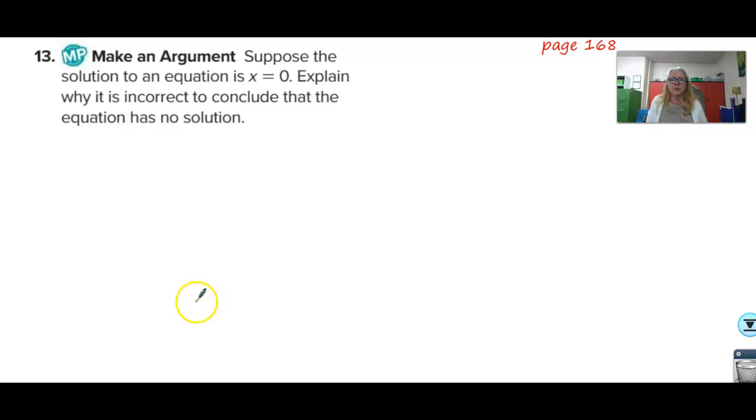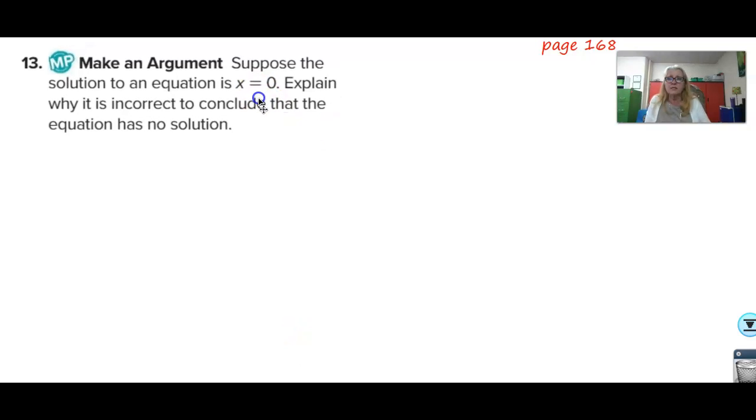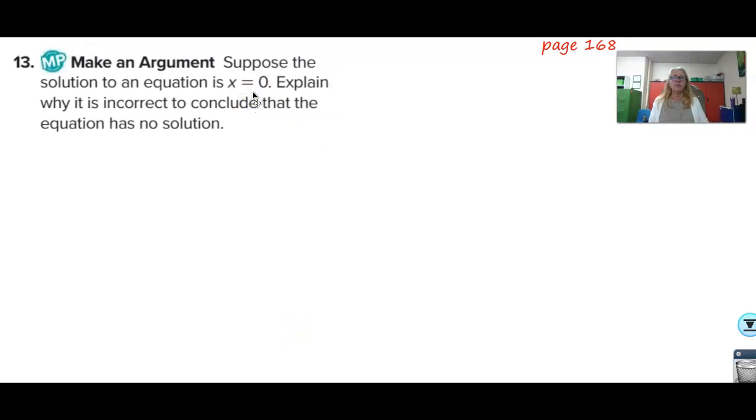Okay, suppose the solution to an equation is x equals 0. Explain why it is incorrect to conclude that the equation has no solution. 0 is a whole number. 0 is a solution. A lot of equations end up with x equals 0. It doesn't mean x has no solution. It means x is 0. Okay, 0 is a number.